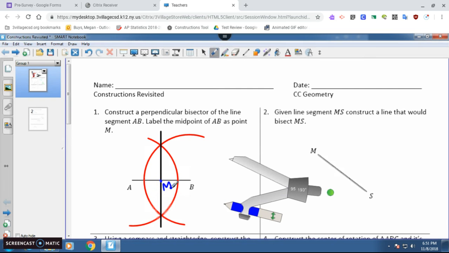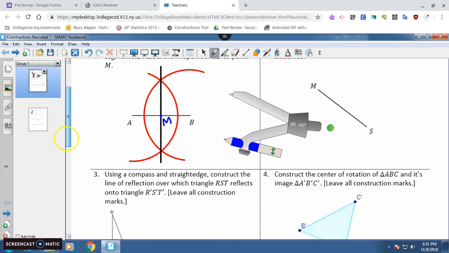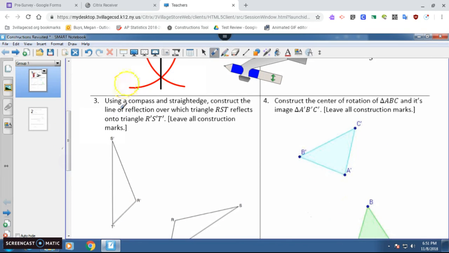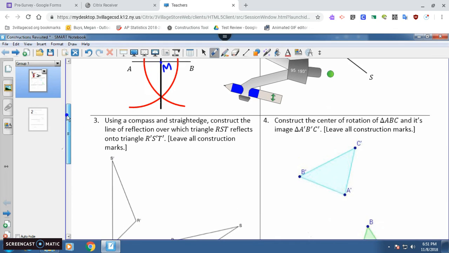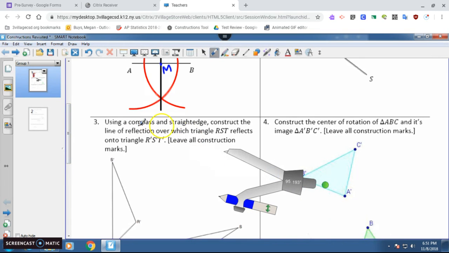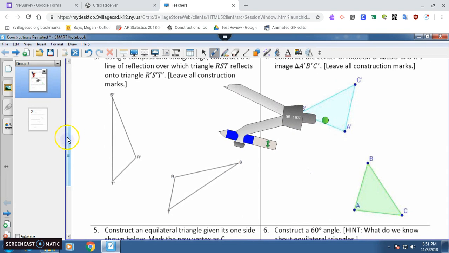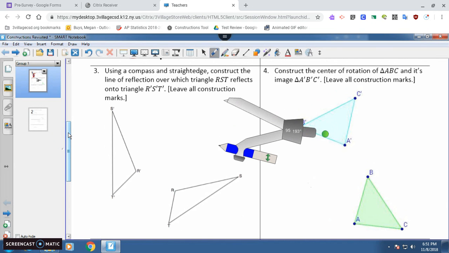Okay. Now if I read on to question 2, it says, given the line segment MS, construct a line that would bisect MS. It's the same thing. We don't have to worry about doing it again. You can probably do that one on your own. But as we move forward in 3, notice we're using the compass and a straight edge. Now, one thing I want to make sure, as soon as you see that word construct, you know you're using your compass and a straight edge. They go hand in hand. There's no measuring, there's no ruler, inches, or anything like that. We need to make arcs and show our work.